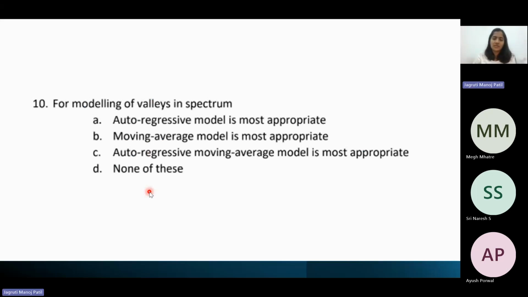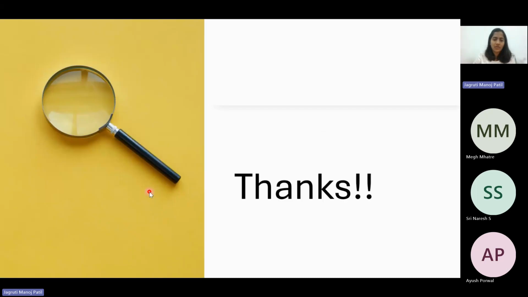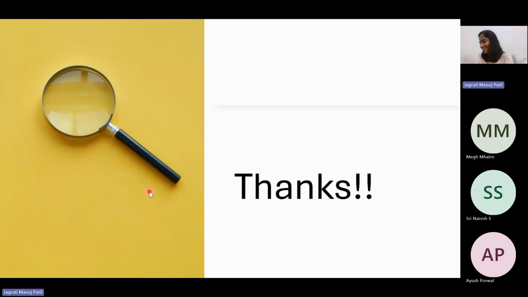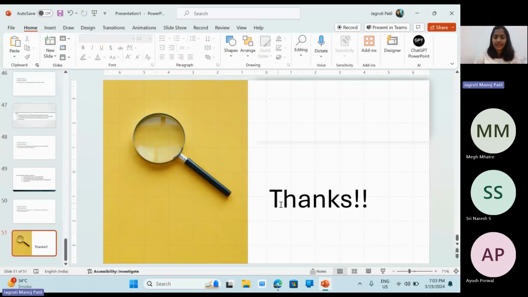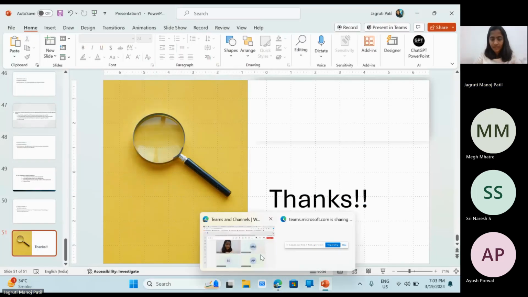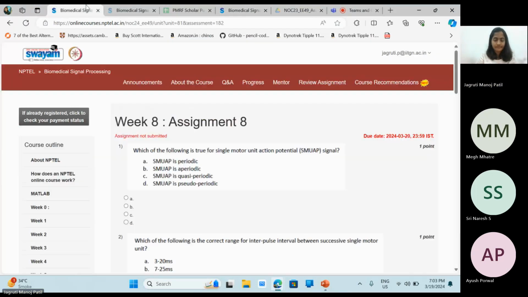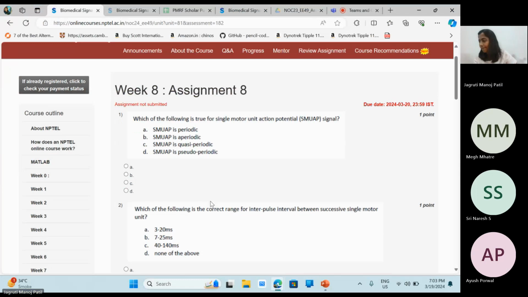Moving average. Probably I selected the wrong key here. Autoregressive model is the most appropriate. Yes. Thank you. If you have any questions, let me know. You had a question, right? We'll open that. Yes, which question? Ma'am, question 4.